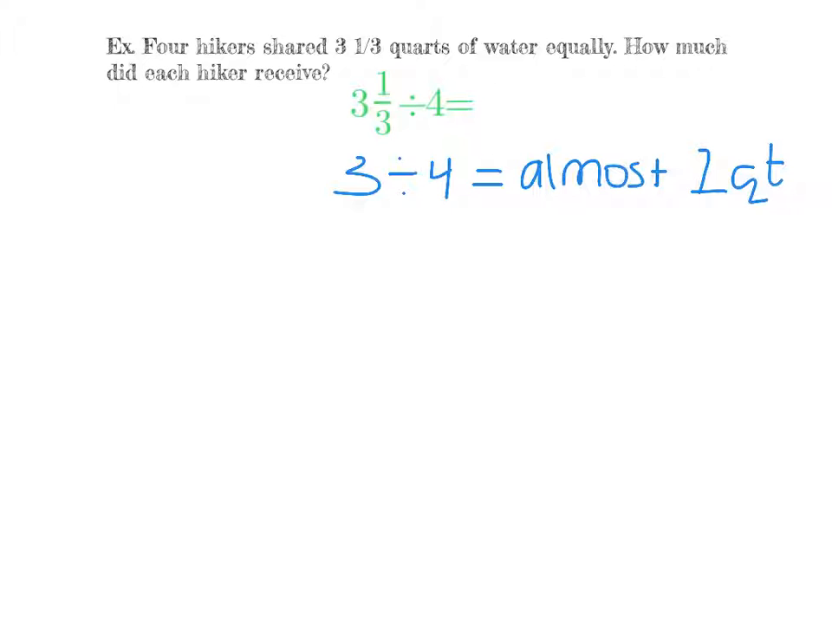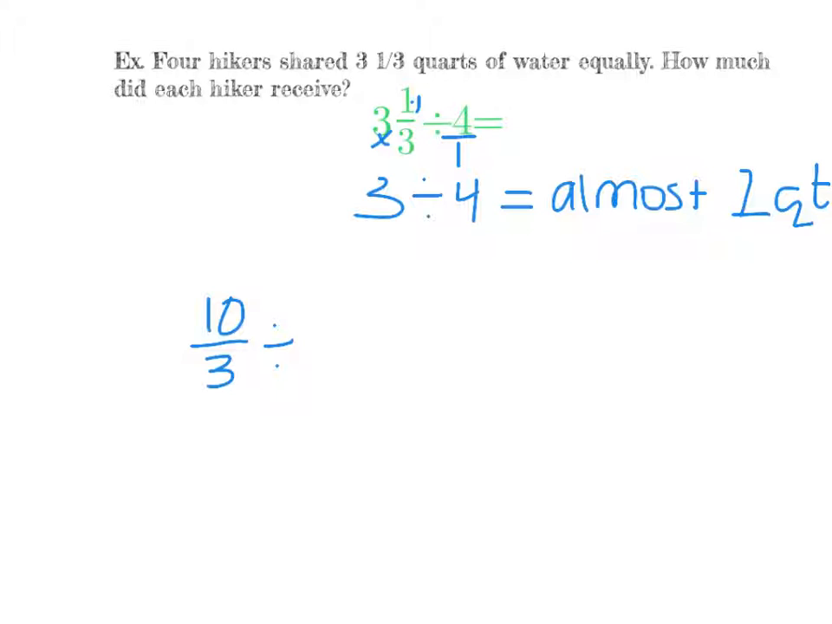Okay, so now after I estimate, I go ahead and write them as fractions. 3 times 3 is 9, plus 1 is 10 thirds. And divided by 4, to make this an improper fraction, I just put a 1 underneath it.